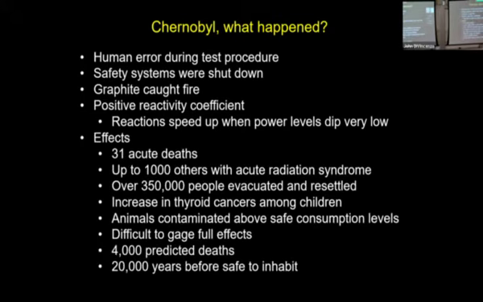31 acute deaths, up to 1,000 others with acute radiation syndrome, over 350,000 people evacuated and resettled. Increase in thyroid cancers among children. Why thyroid? Same thing with Fukushima. Why thyroid? Anybody know? Right.